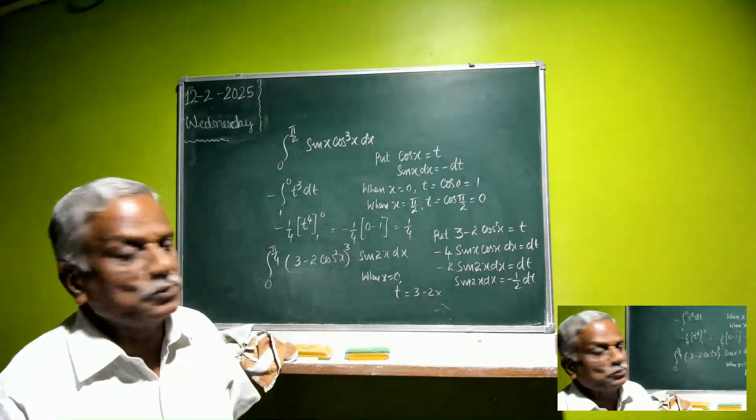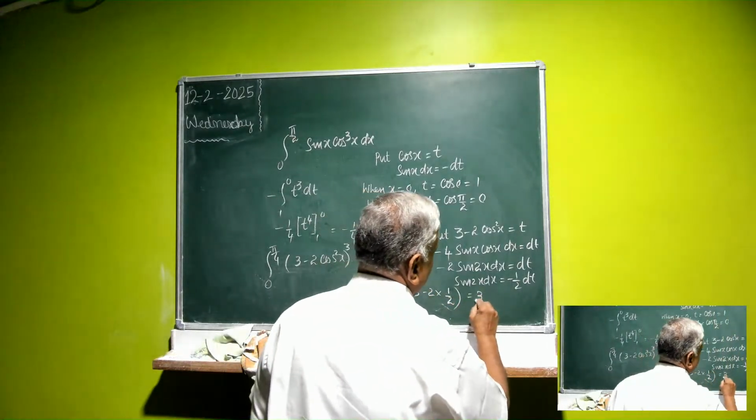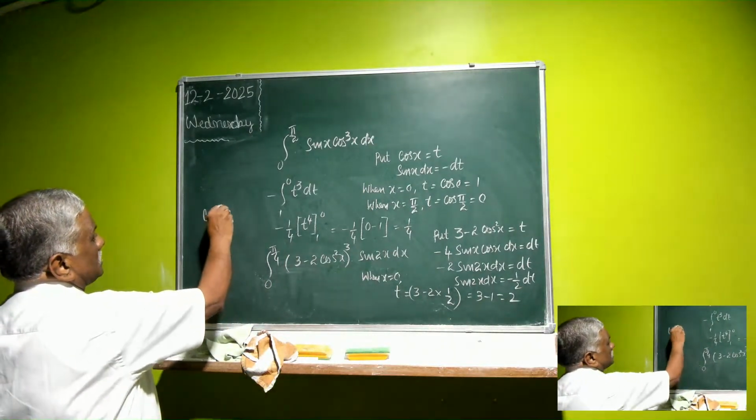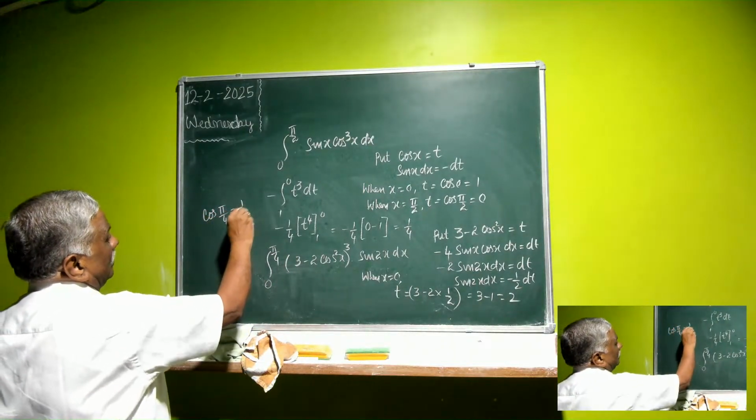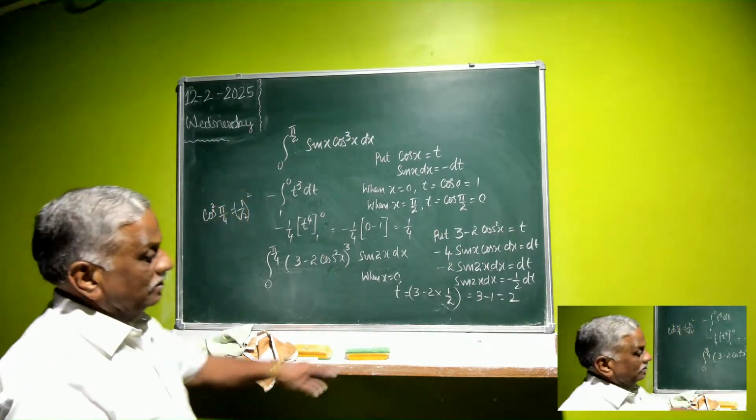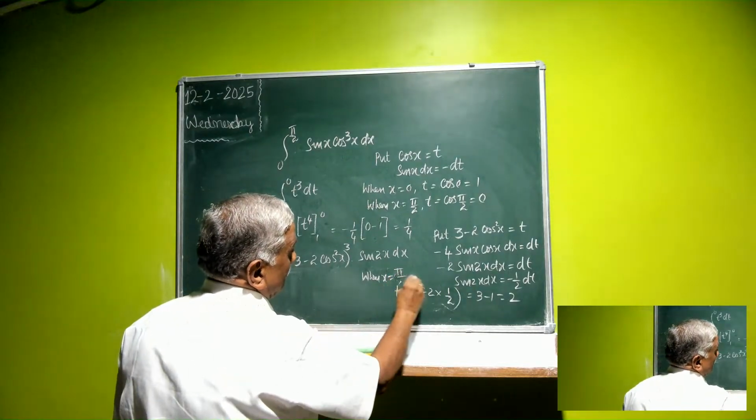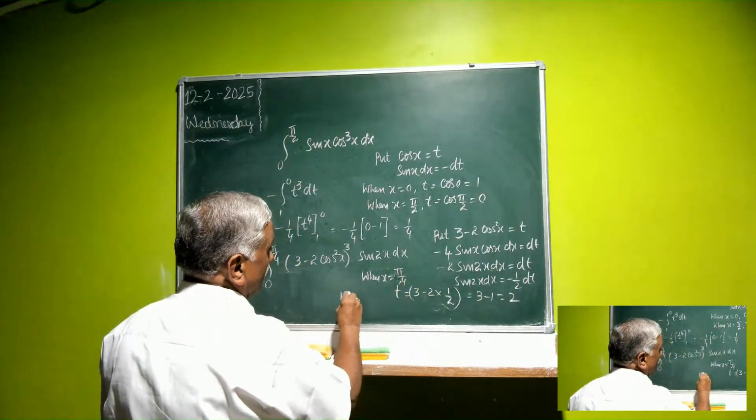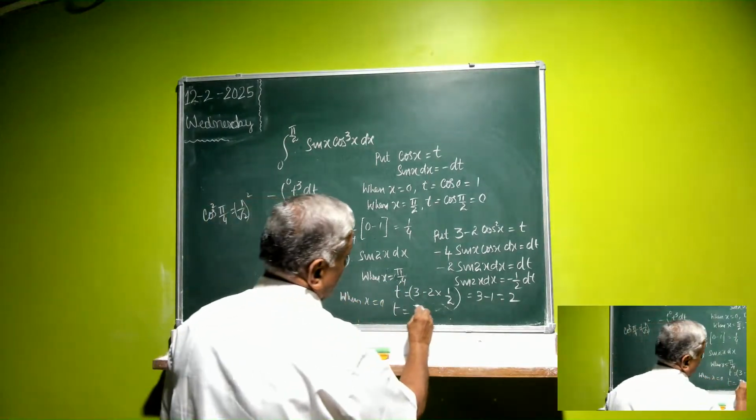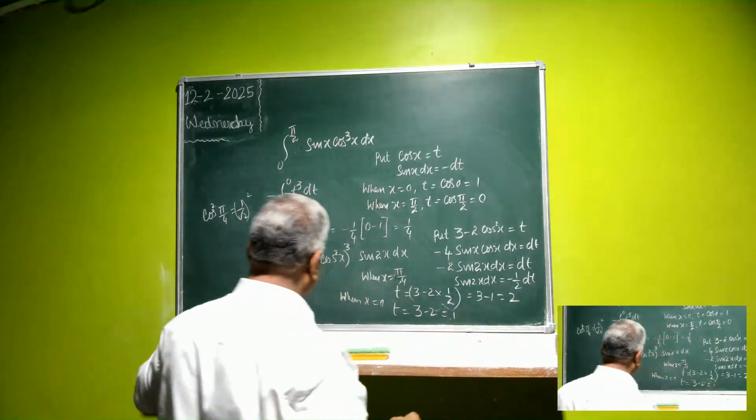See, cos pi by 4 equals 1 by root 2. So cos square pi by 4 is 1 by root 2 whole square, that is 1 by 2. So t is equal to 3 minus 1, that is 2, when x is pi by 4. When x is equal to 0, t is equal to 3 minus 2 cos 0, cos 0 is 1, 3 minus 2 that is equal to 1.